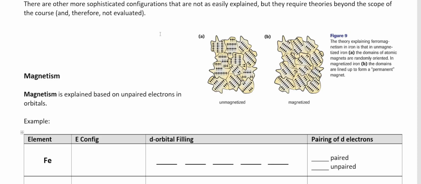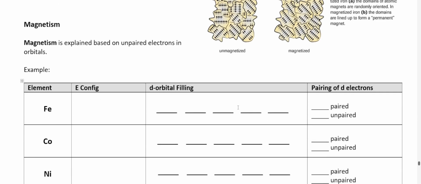In this video, we're going to look at magnetism and anomalous configurations. Magnetism is based on unpaired electron orbitals. If we take a look at iron, iron has the following electron configuration. It has the inner shell of argon, followed by 4s2, 3d6. So it has 2 electrons here, and then 1, 1, 1, 1. So it has 1 paired electron and 4 unpaired electrons.